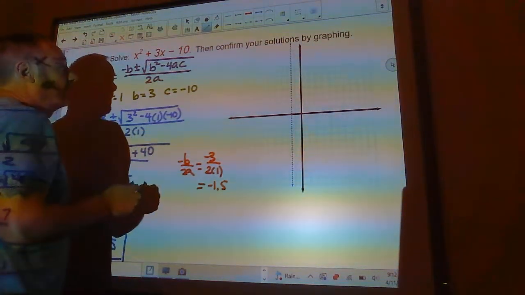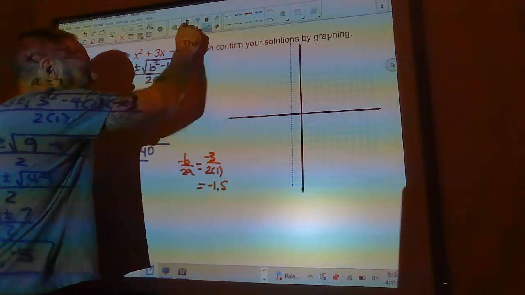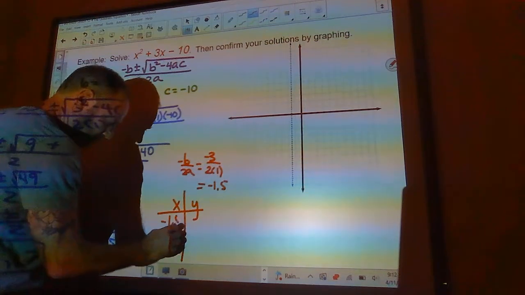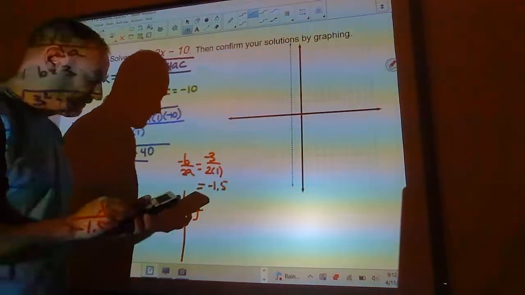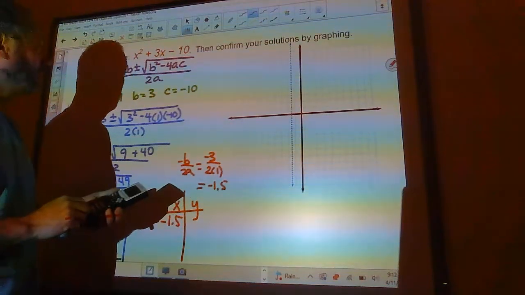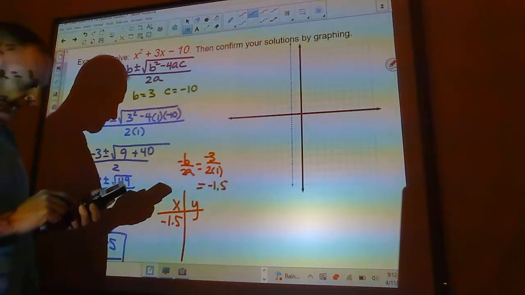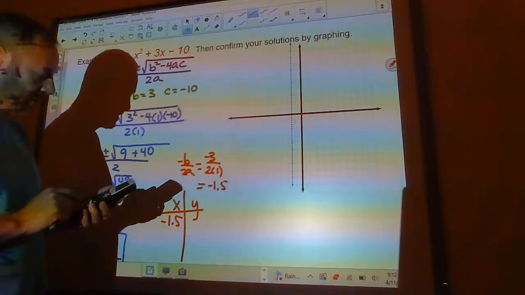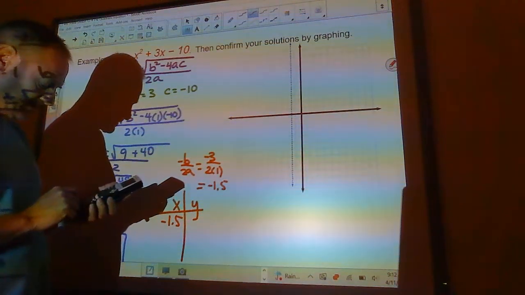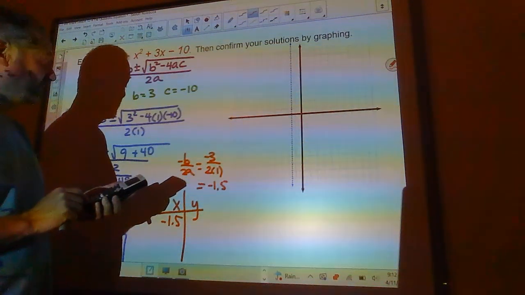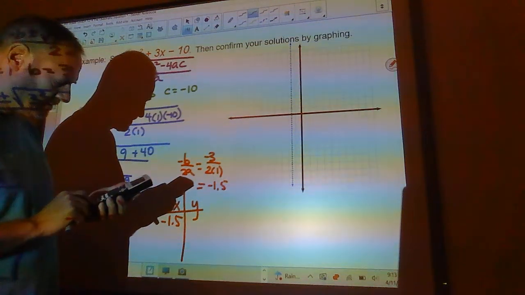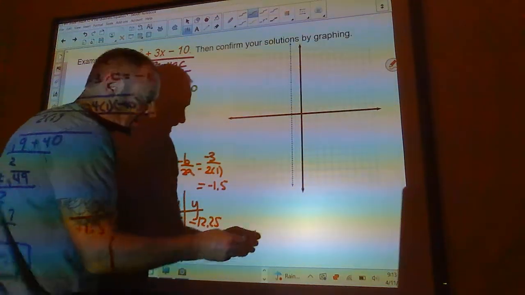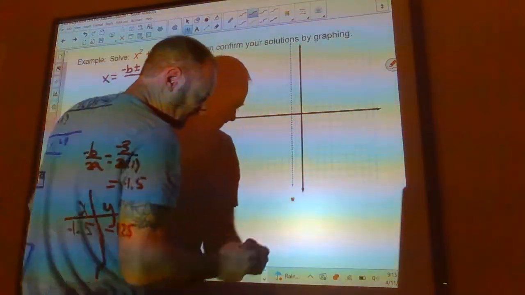Now I'm going to go ahead and plug negative 1.5 into the equation here. And I'll get out my handy-dandy TI-84 plus C Silver Edition graphing calculator to do that. So I get negative 1.5 squared plus 3 times negative 1.5 minus 10. And I get negative 12.25. So unfortunately, that goes way off my graph. It's going to be like down here. We're just going to kind of estimate that.